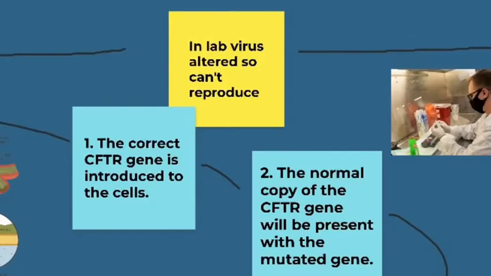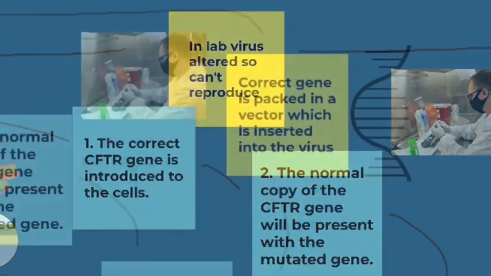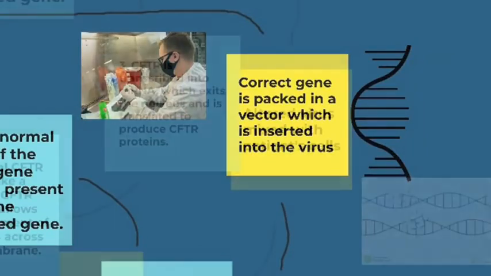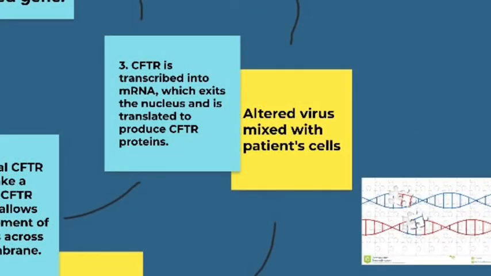Step 2. In the lab, the virus is altered so it can't be reproduced. Step 3. The correct gene is packed in a vector, which is inserted into the virus. And step 4. The altered virus is mixed with patient cells.